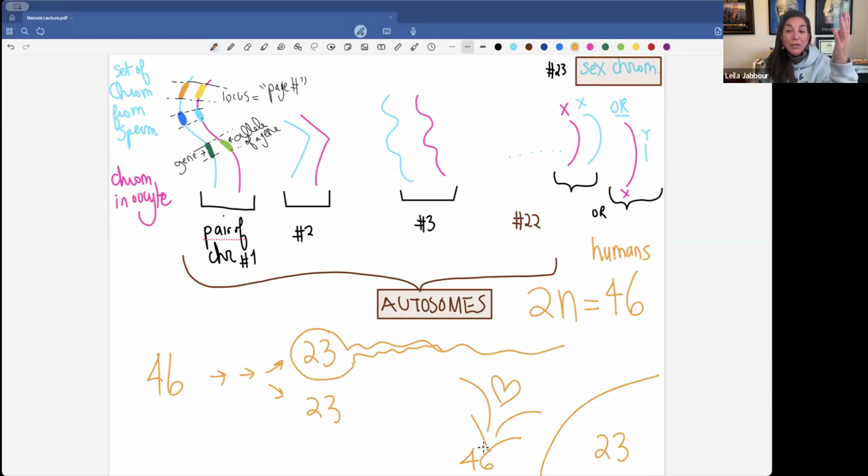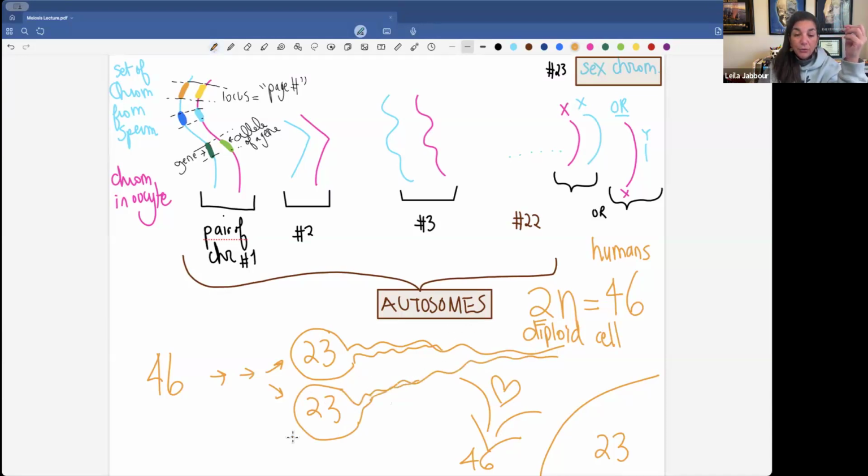The fertilized egg has 46 chromosomes, the 23 that came from mom and the 23 that came from dad. And we have our first diploid cell. Diploid cell means it has pairs of chromosomes, okay? A sex cell that has half the amount of chromosomes is called haploid. Haploid cells do not have pairs of chromosomes. They only have one chromosome 1, one chromosome 2, one chromosome 3, one chromosome 4. They only have one or the other. And we call them haploid cells.